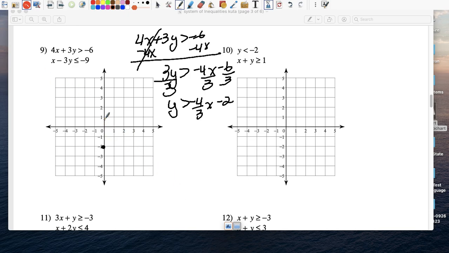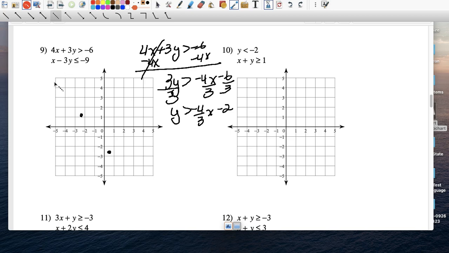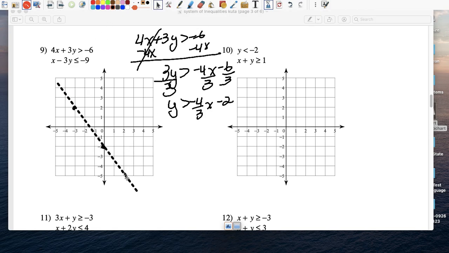So 1, 2, 3, 4, and then 1, 2, 3. We only need 2 points, and this is a dashed line. The first one's going to be a dashed line. There we go. All right. Arrow, arrow, name.